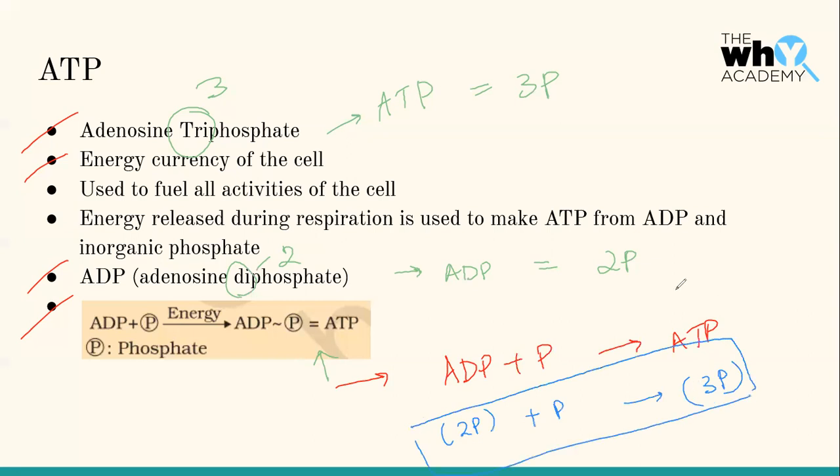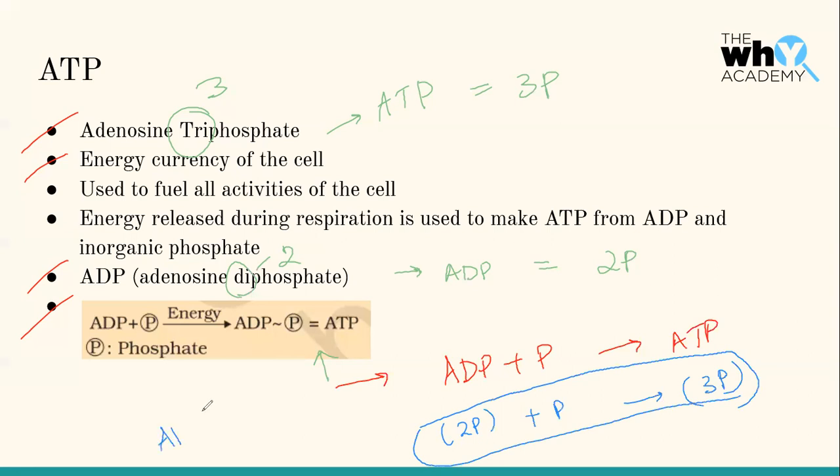If you remember that ADP has 2 and ATP has 3, remembering this reaction becomes easy. So you will not make a mistake and write ATP plus P giving you ADP, because this is not possible. This is 3 P and I'm adding one more P and I'm telling you I got 2 P. Not at all correct, right? So you can cancel this off. This is correct.